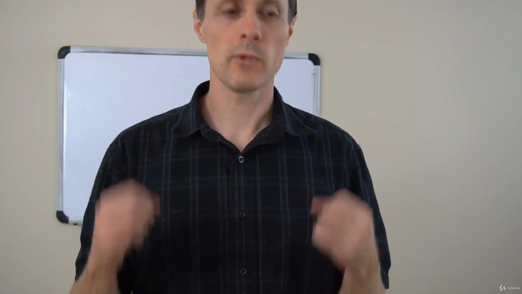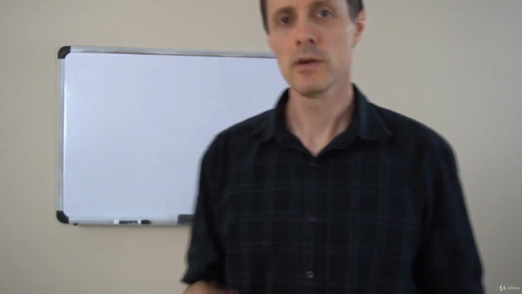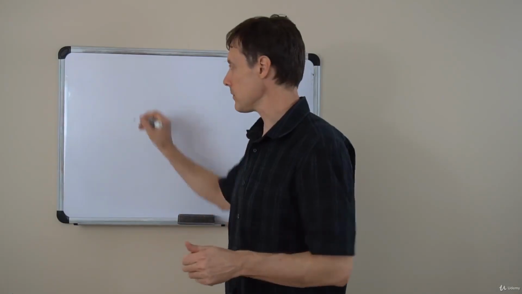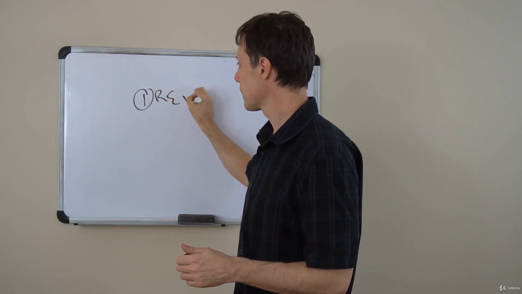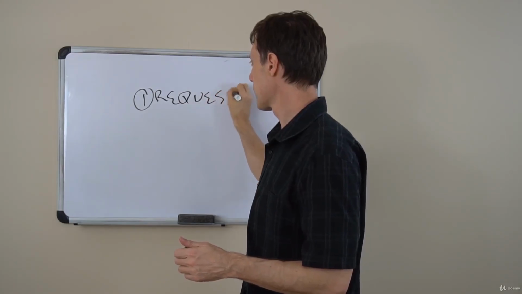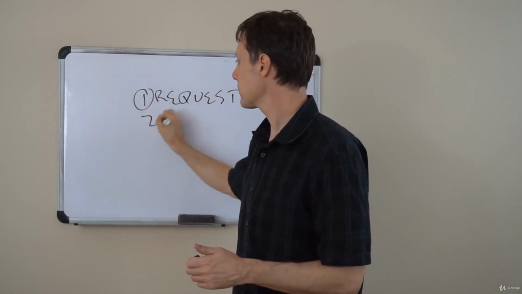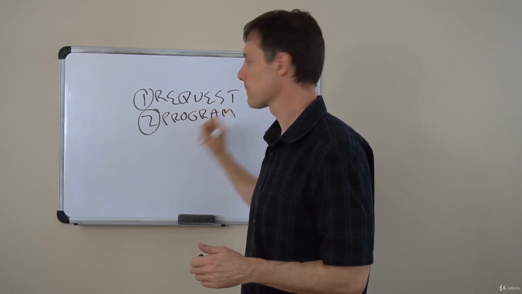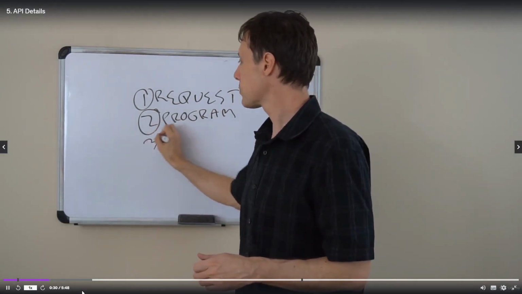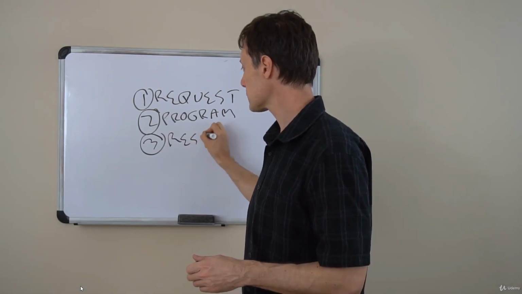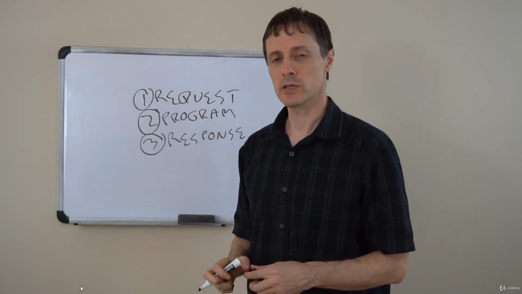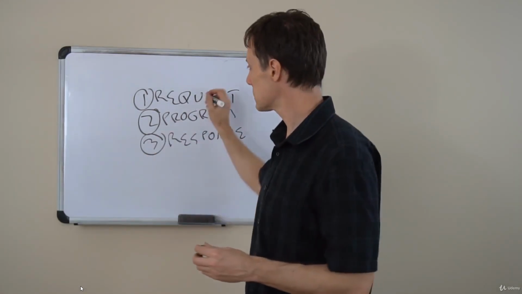Now that you know what an API is, let's start getting into the details of APIs. Three things happen in every API transaction. One, a request is made for something to be done. Two, a program is run to complete that request. And three, the program sends back a response. So this happens in every API transaction. Let's look at some examples of this.